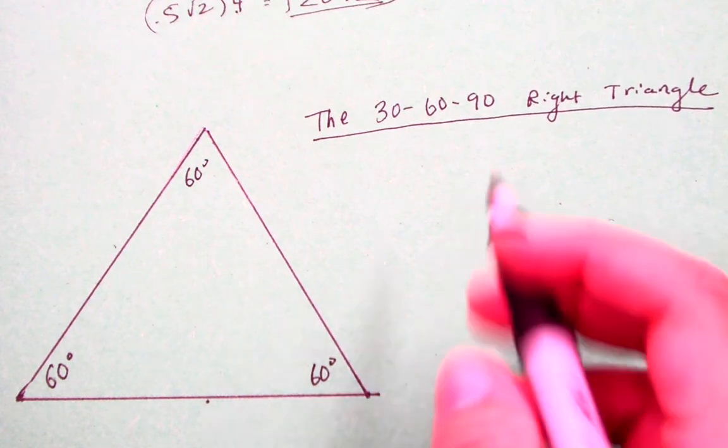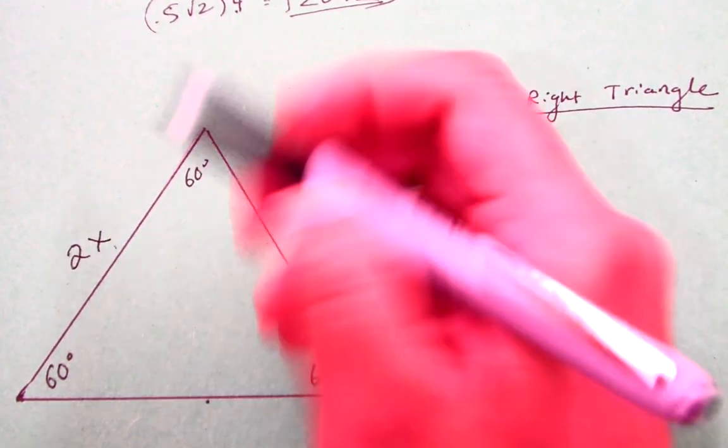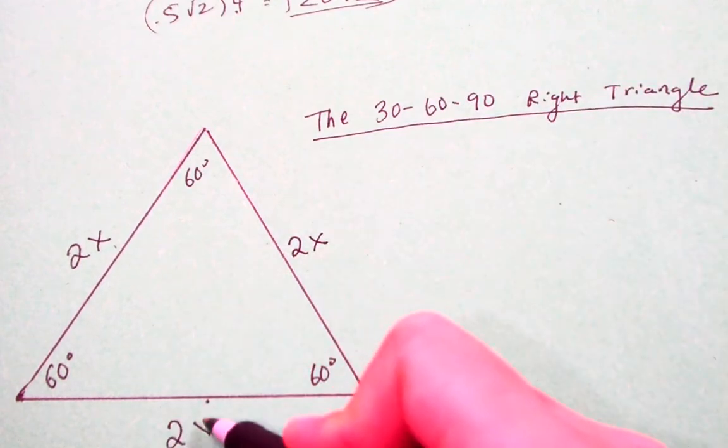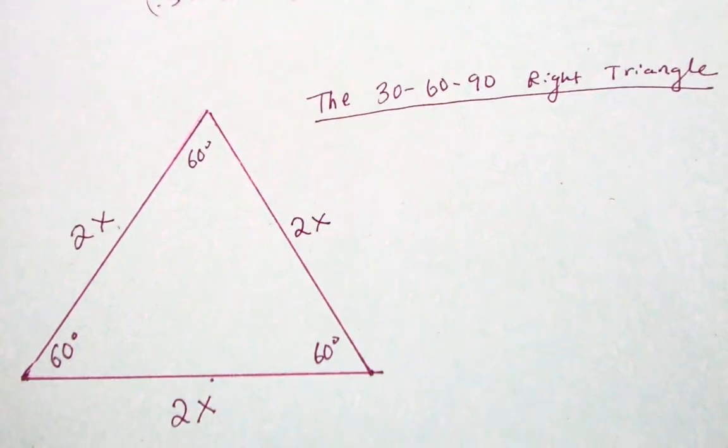So what I'm going to do is call all 3 of these side lengths an unknown length called 2x. You might wonder, why am I calling it 2x? Why not just plain old x? We'll get to that in just a moment. So all 3 lengths are 2 times some number.